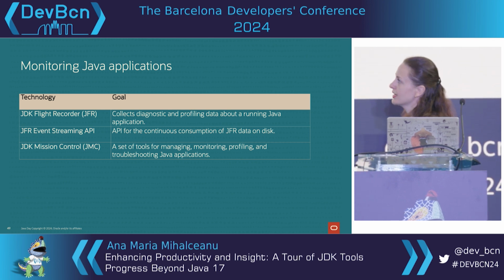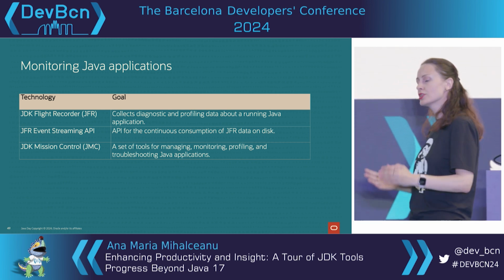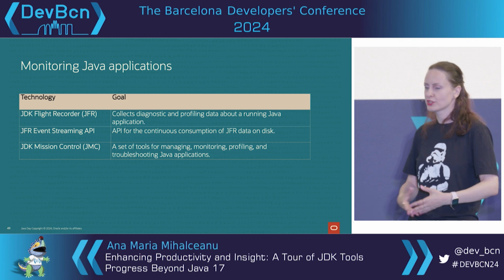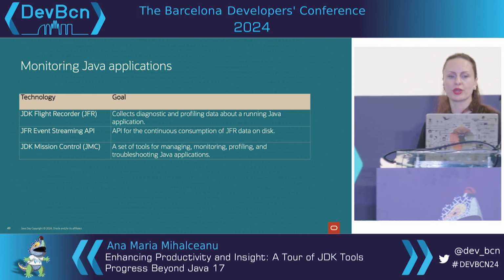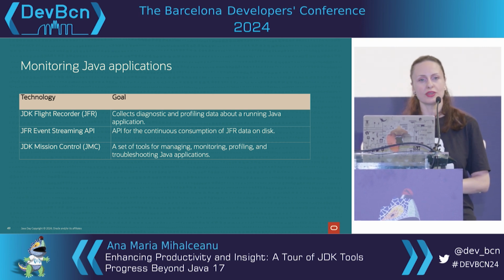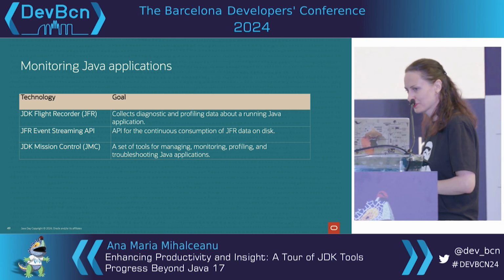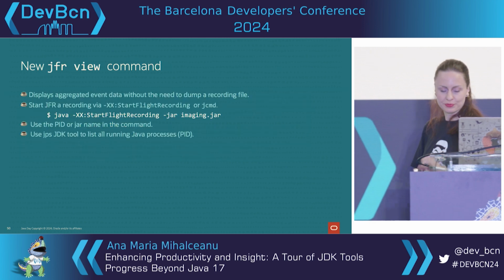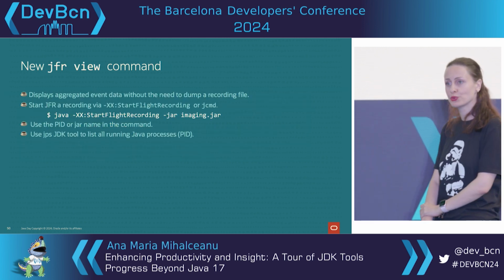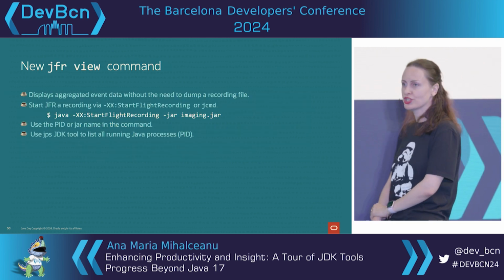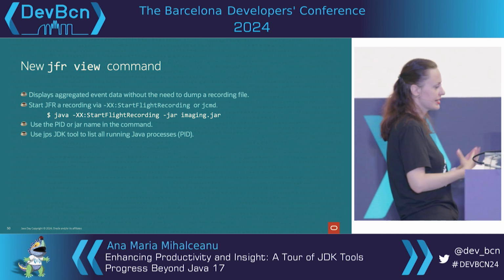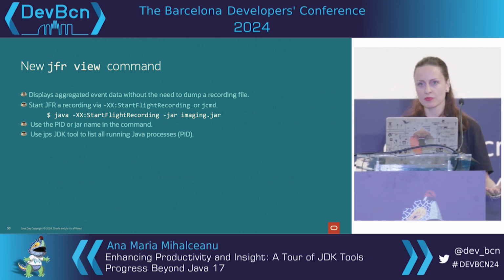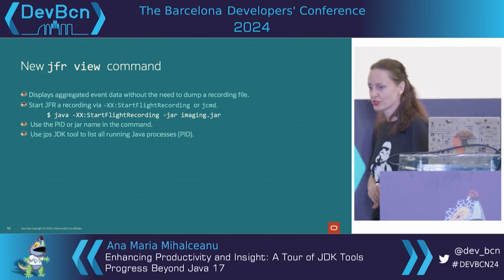And JDK Mission Control is a tool that is not shipped within the JDK. It's actually a set of tools that is great for doing monitoring, profiling, and troubleshooting of your Java applications in a more visual way. So first of all, JFR is a tool. It got a new command in JDK 21. This new command helps you with seeing aggregated event data without going to JDK Mission Control.